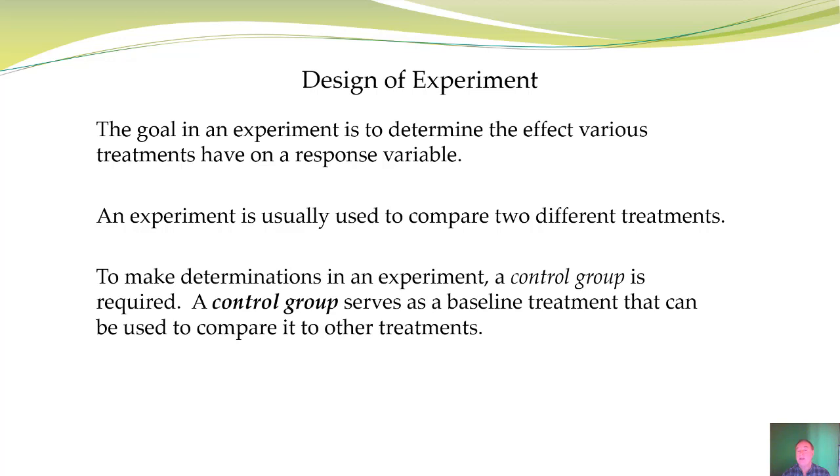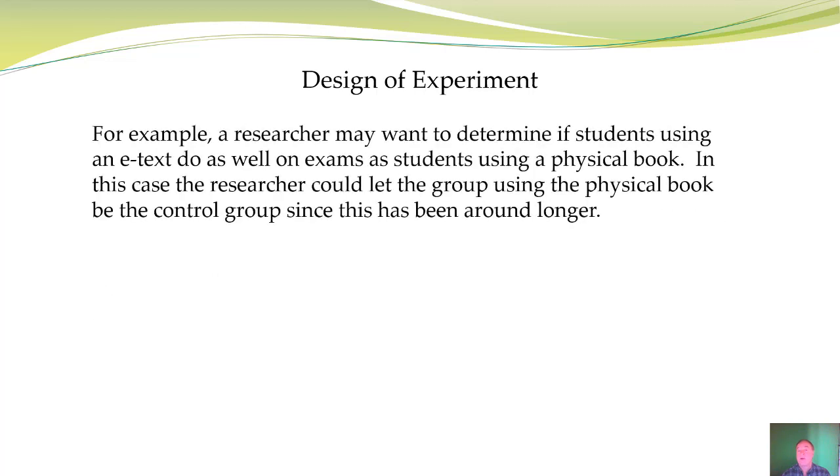To make determinations in an experiment, a control group is required. Now, a control group serves as a baseline treatment that can be used to compare it to other treatments. For example, a researcher may want to determine if students using an e-text do as well on exams as students using a physical book. In this case, the researcher could let the group using the physical book be the control group, since this has been around longer.